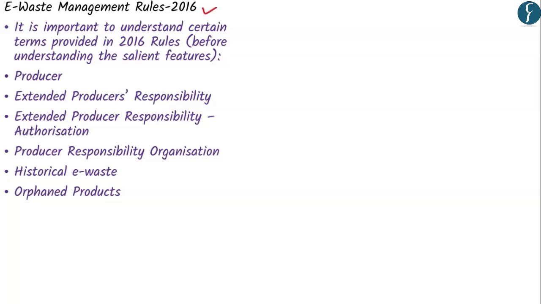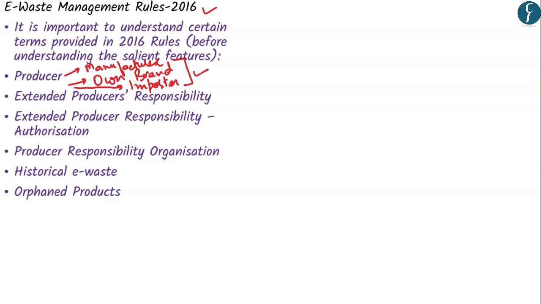First and foremost is a producer. Producer can be a manufacturer who offers to sell electric and electronic equipments and their components or consumables or parts or spares under its own brand. Or producer may be someone who sells under its own brand assembled electrical and electronic equipments and their components, etc. Or the producer can be an importer who offers to sell imported electrical and electronic equipments and their components or consumables or parts or spares. So these are the three categories of producers.